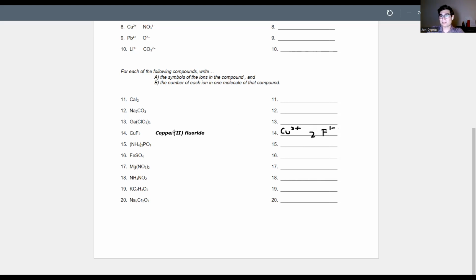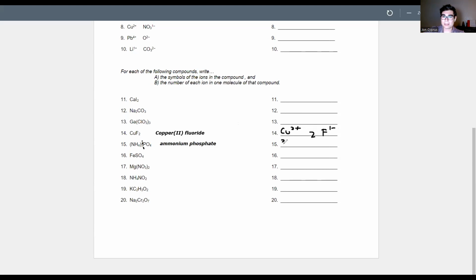15, NH4 3, and then PO4. So again, you get to know your polyatomic ions for this. This NH4 is all together, and the PO4 is all together. NH4, as we said, is ammonium, and PO4 is phosphate. So SO4 is sulfate, PO4 is phosphate.